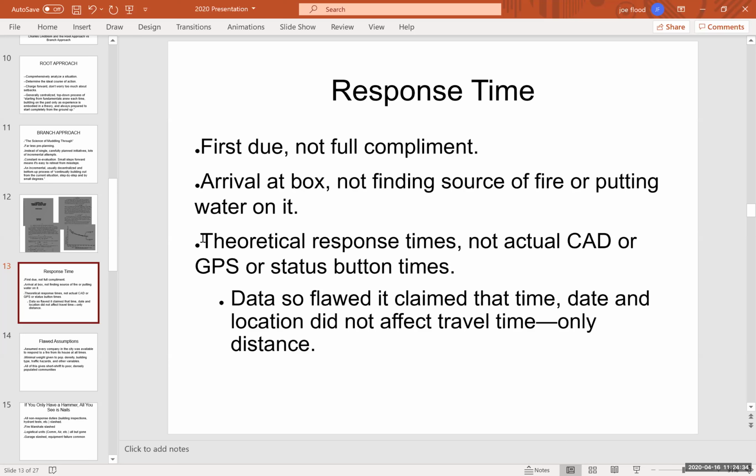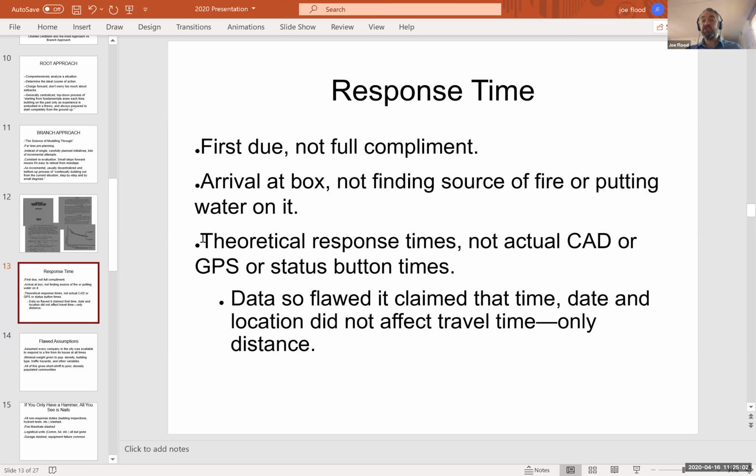These days, it's different. You know, we're using actual CAD or GPS or status button times. Back then, it was actually theoretical response time, and this became a really key factor in the mistakes that they made that eventually resulted in closing the busiest fire companies, not just in the city, but in the country, and causing all these problems. So, how do you get theoretical response time data?